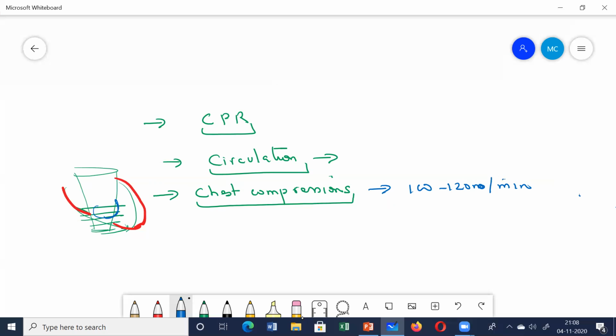And what should be the compression depth? How deep should you push? That should be around 2 to 2.4 inches, so you can write 5 to 6 centimeters. This much deep you should go.